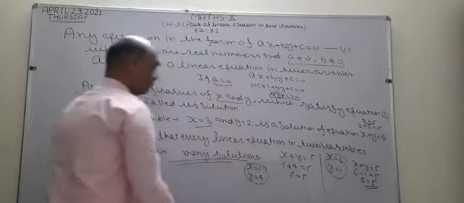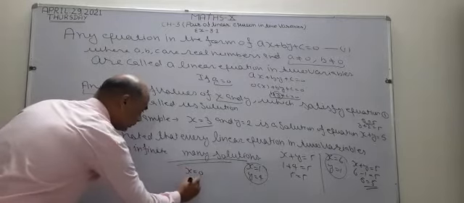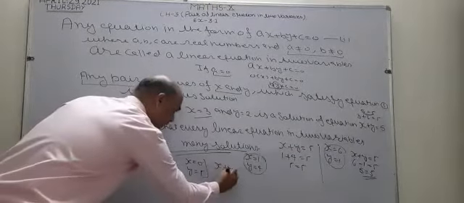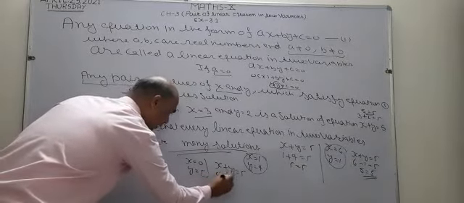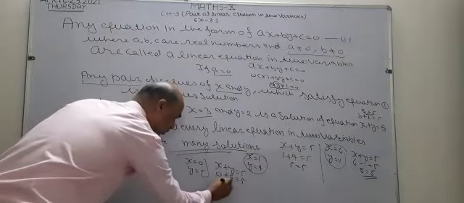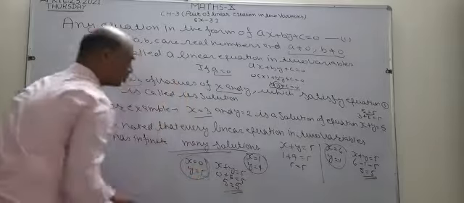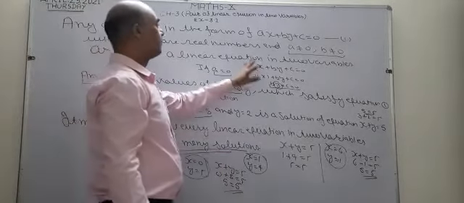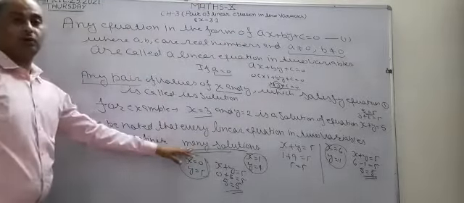Now take one more example. I can write x equal to 0 and y equal to 5. Then what happened? Same equation, x plus y. Instead of x I write 0, instead of y I write 5. 0 plus 5 equal to 5. It means these two values also satisfy this equation. So any linear equation in two variables has infinitely many solutions.